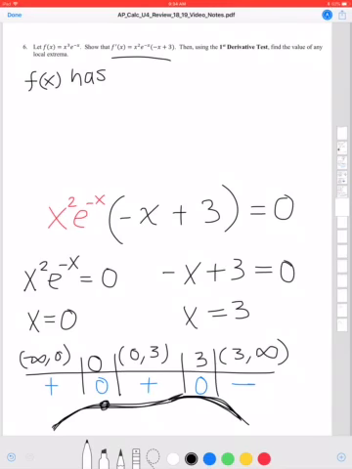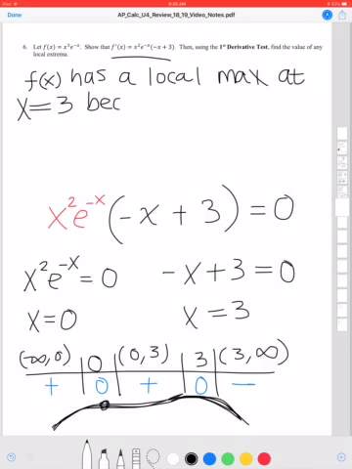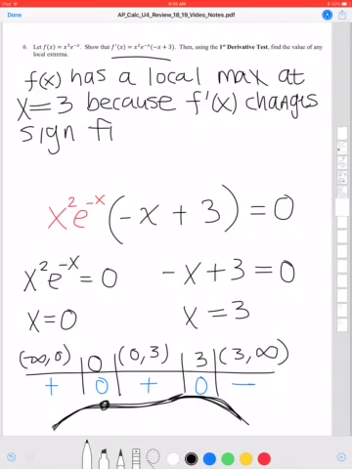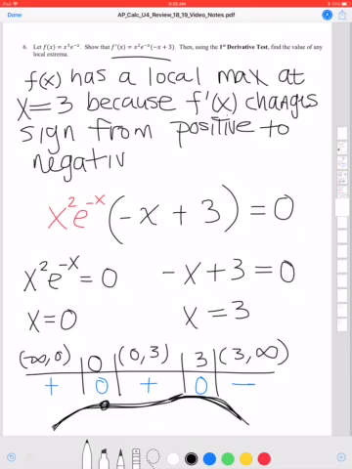So f of x has a local max at x equals 3 because, and this is important, f prime of x changes sign from positive to negative.